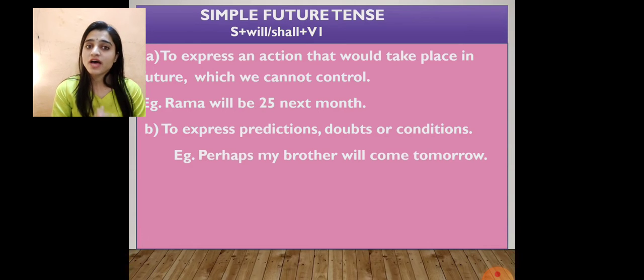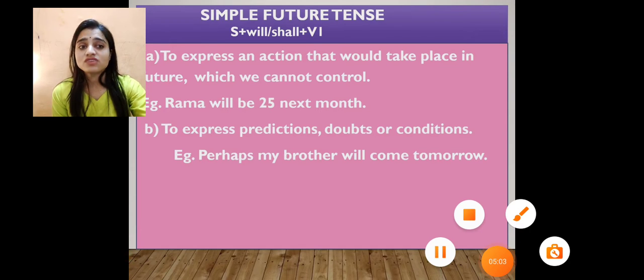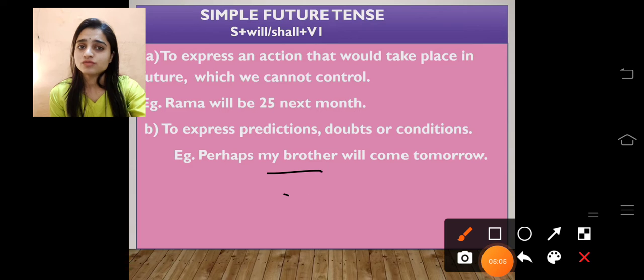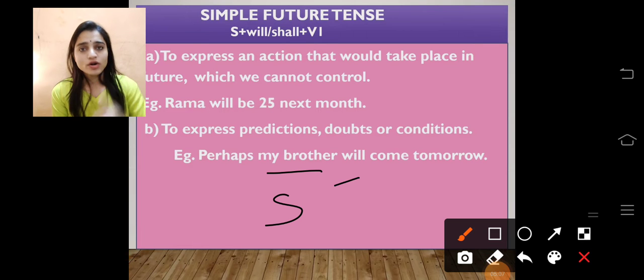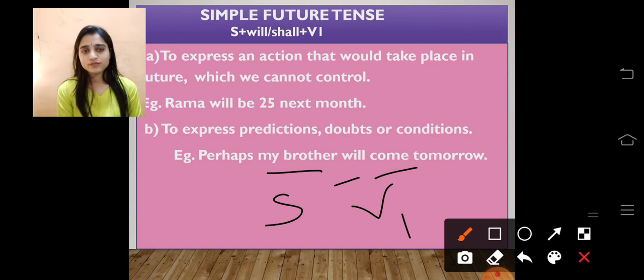So perhaps here is telling that there is a prediction that my brother will come tomorrow. So here again we are using the simple future tense whenever you are making predictions for the future. Again, if we look at the structure of the sentence, then we have the subject, my brother, will according to the simple future tense, and come, that is the first form of the verb. So this is the structure of simple future tense, that is the subject, will or shall, plus the first form of the verb.